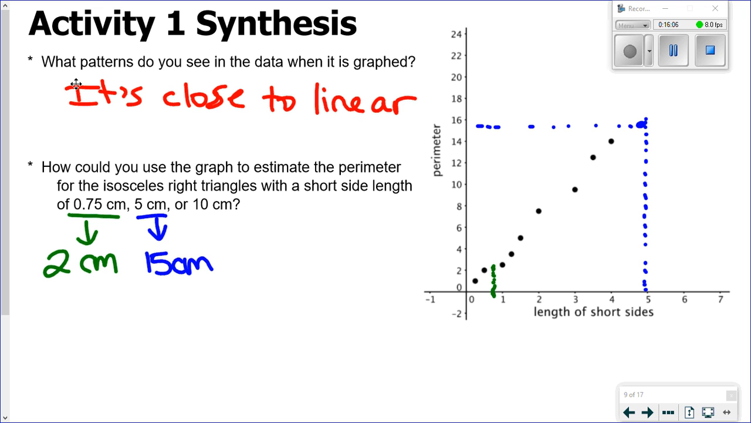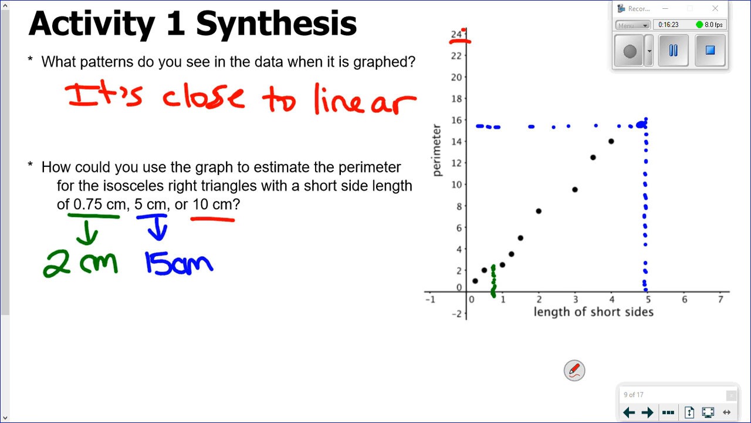All right, then finally, I'm going to go ahead and take a look at if I had a side length of 10. Now 10 is way off the graph. I don't even see that on the x-axis. So I know if it's beyond the x-axis, the perimeter is going to be beyond the y as well, so it's going to be higher than 24.